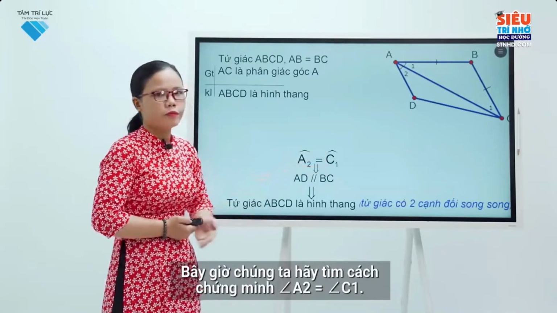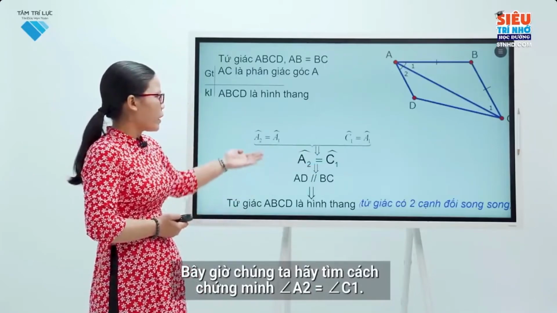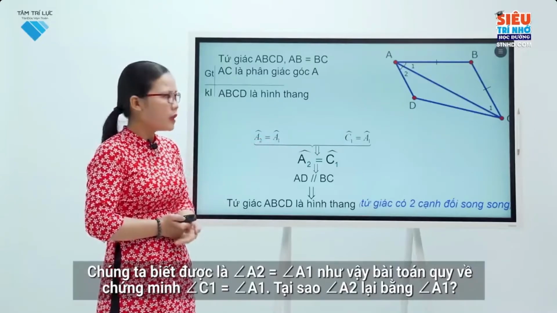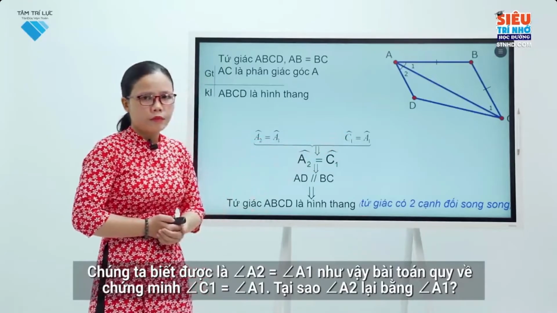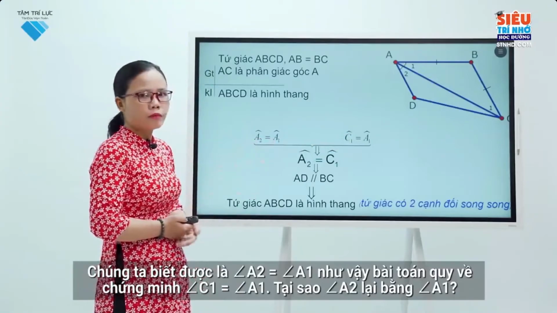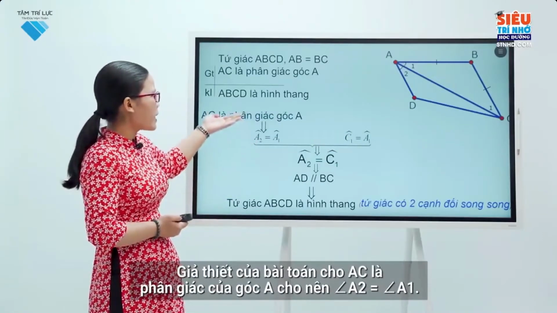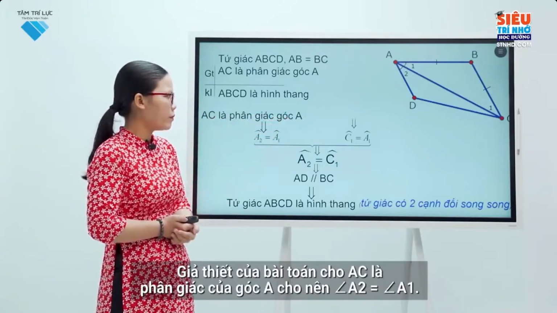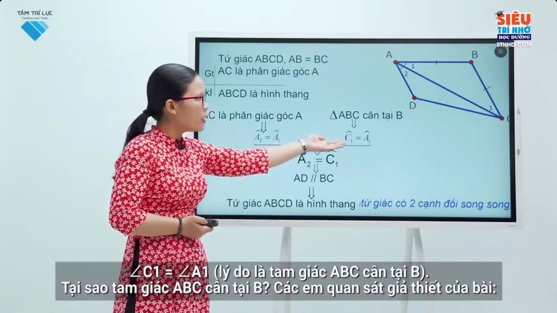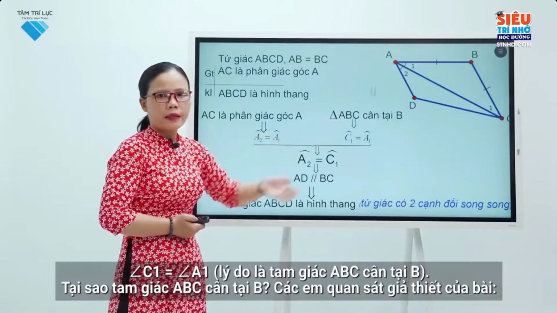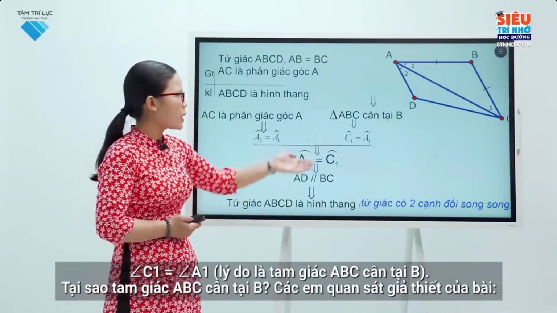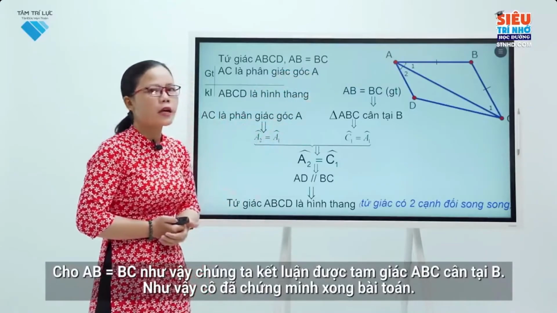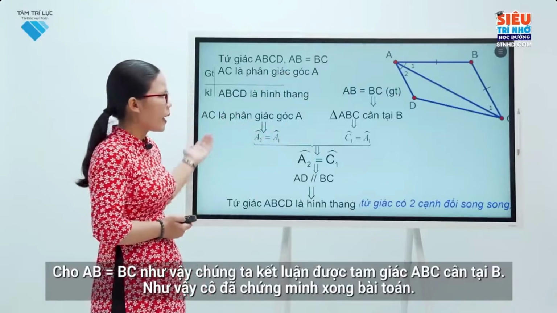Now let's find the way to prove angle A2 equals angle C1. We can write angle A2 equals angle A1, so we need to prove angle C1 equals angle A1. Why is angle A2 equals angle A1? The reason, AC is the bisector of angle A, so angle A2 equals angle A1. Angle A1 equals angle C1 because triangle ABC is isosceles with AB equals BC. Why is ABC isosceles? Look at the given information. It gives AB equals BC, so ABC is isosceles. I have already solved the problem.